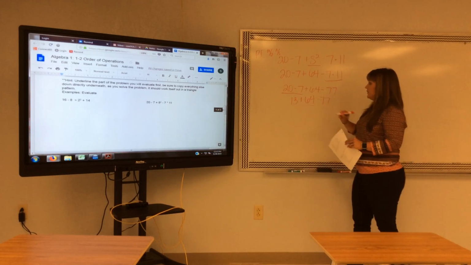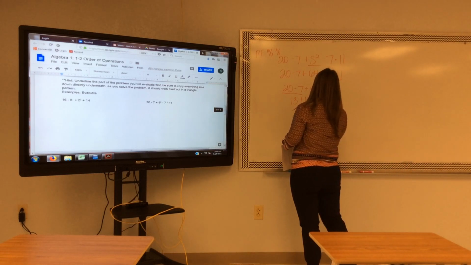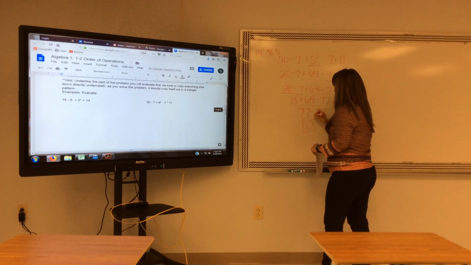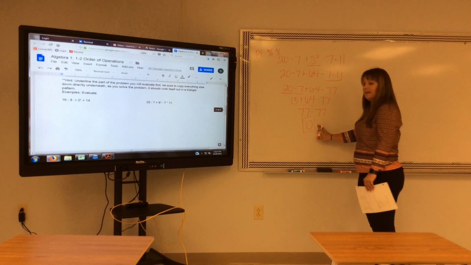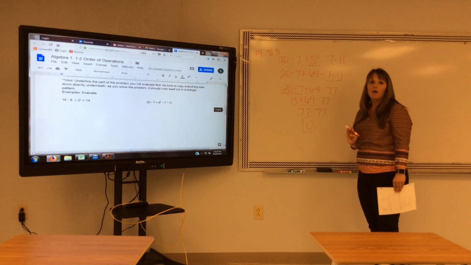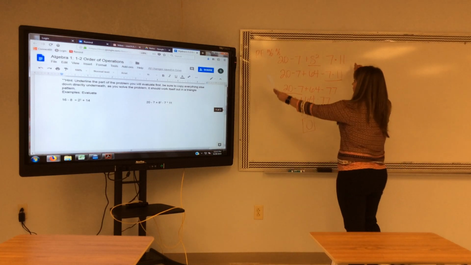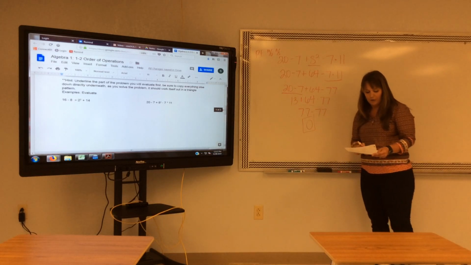Starting from left to right, 13 plus 64 is 77. So I have 77 minus 77, and my answer is 0. Once again, you can plug this into your calculator to make sure that it yields 0, but you need to have each step worked out in order appropriately on your work. Once again, a reminder, my problem starts out big. It should work itself down in that triangular pattern.